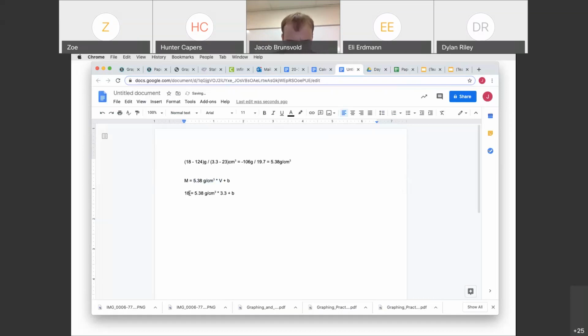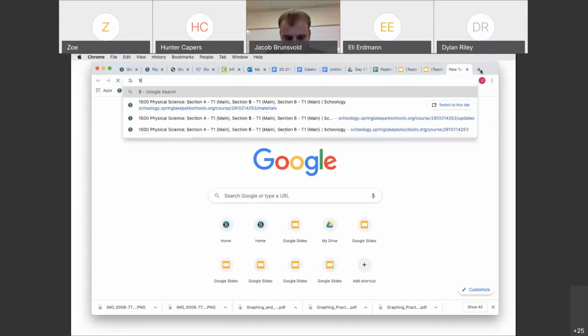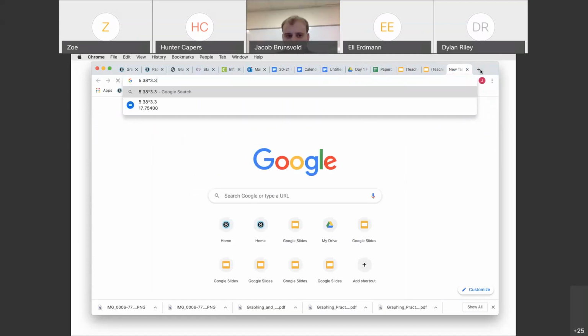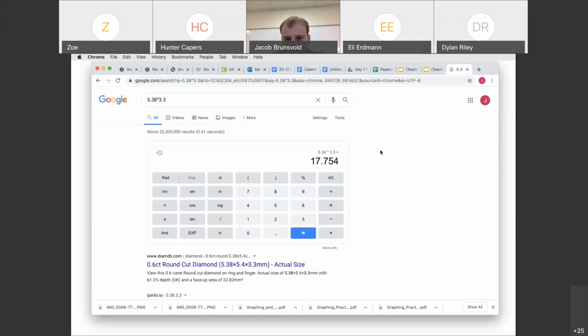But keep in mind that the mass is in grams, and the 3.3 is in centimeters cubed. Okay, so then we're just multiplying here. So we're going to end up with 18 grams equals, and then I need a fresh tab here real quick so that I can calculate that. 5.38 times 3.3 is 17.8.